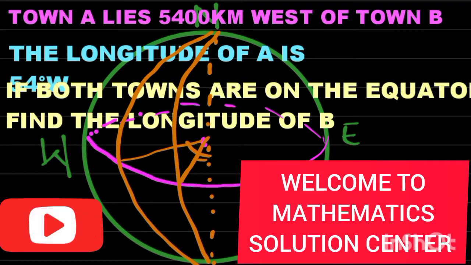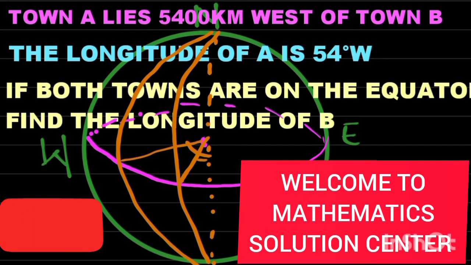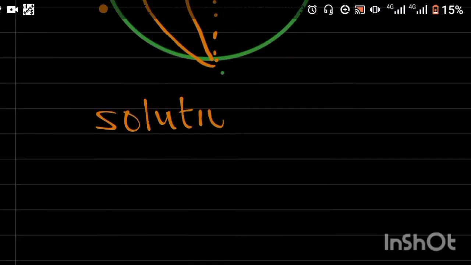Today we have a question we are going to be solving with you. The question goes like this. Town A lies 5,400 km west of Town B. The longitude of A is 54 degrees west. If both towns are on the equator, find the longitude of B.